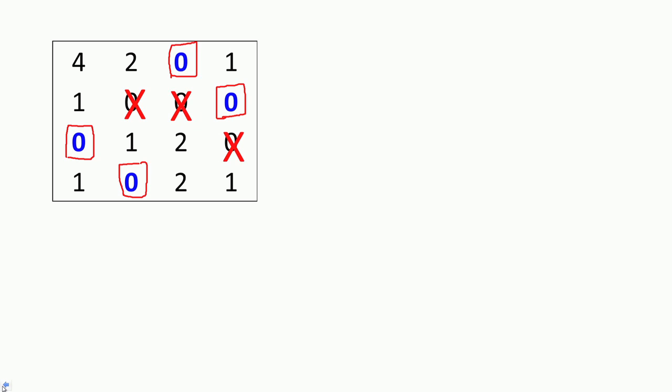So the assignments are shown in the blue color as well as in the red box. So now we have made 4 assignments. We have made assignments only in the 0 positions, and every row and every column has one assignment, and therefore this is a feasible solution.